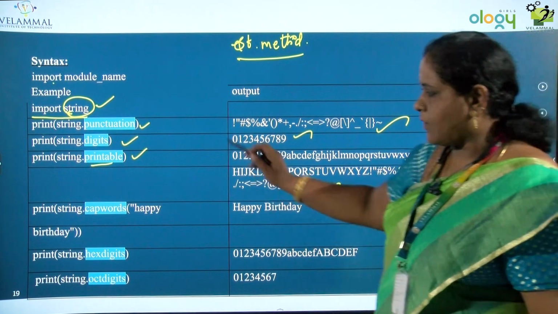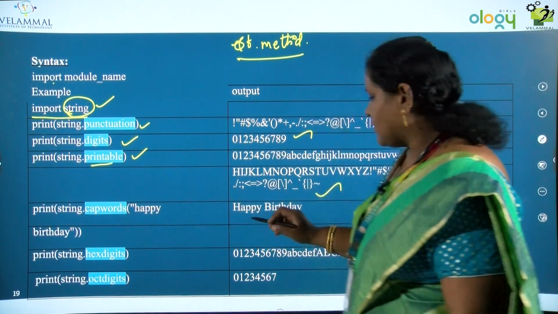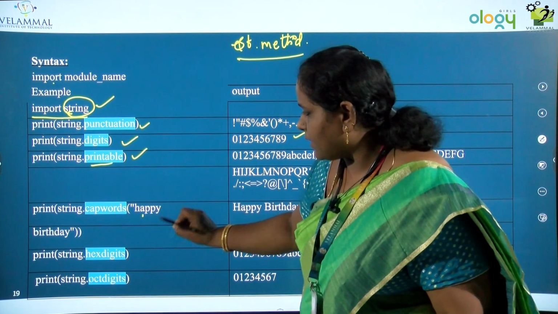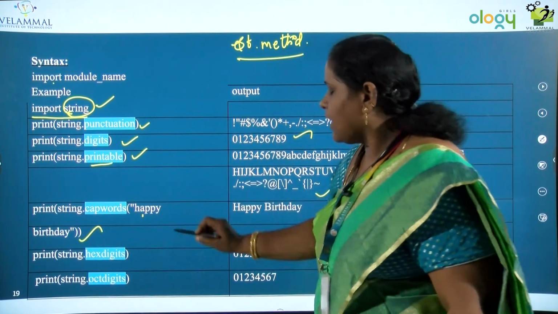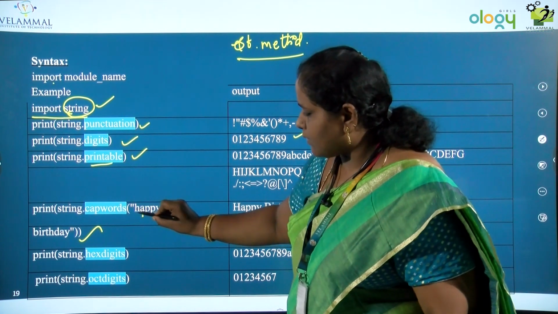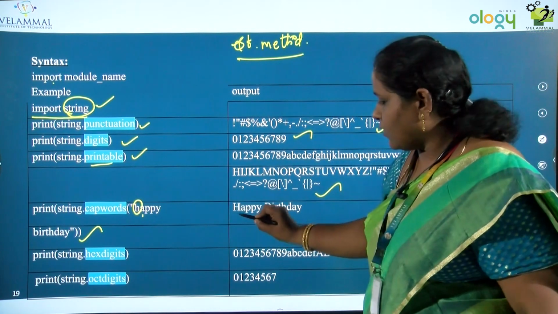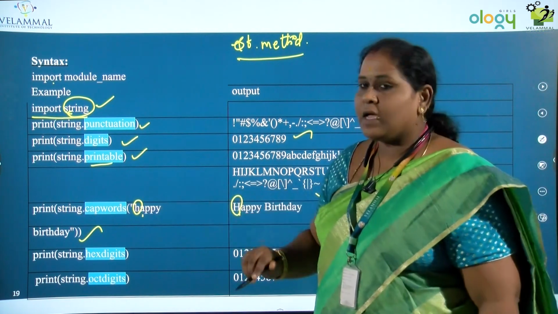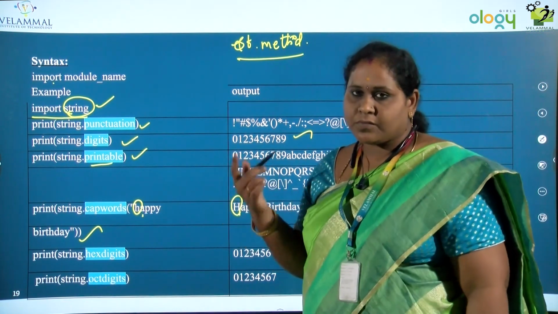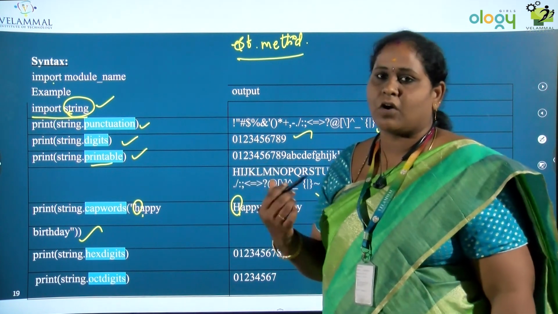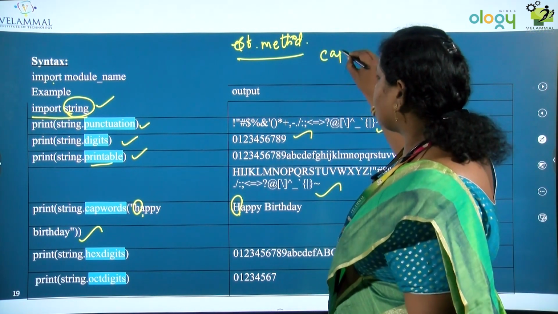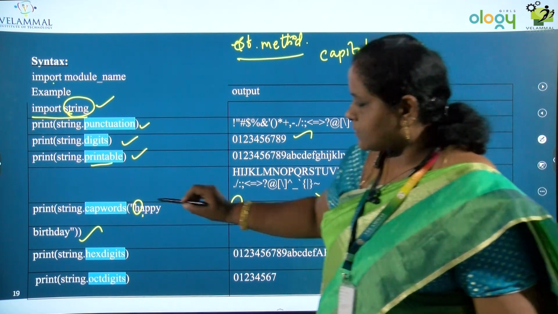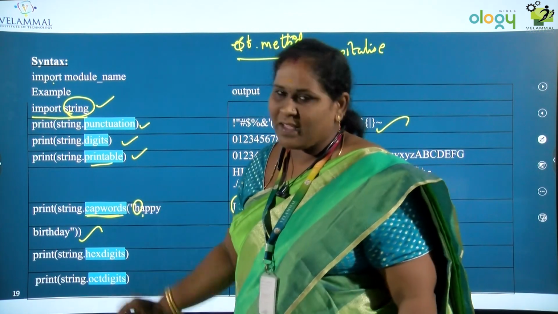Next is capwords. In this you give a string, happy and birthday. What will happen? It is going to capitalize the words, so H is turned into uppercase. This is how we use capwords. In methods we used the same thing with the method called capitalize. Hope you remember that. Here in modules we can use capwords. Both are the same.